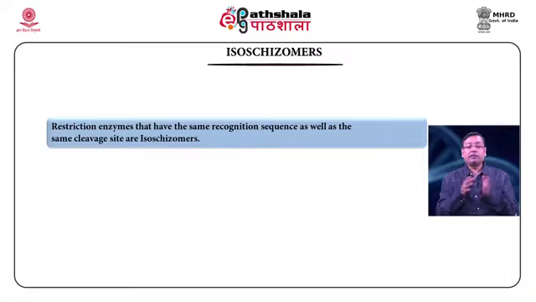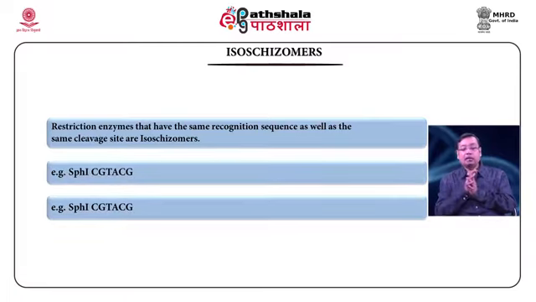Now come to the point, isoschizomers. What are isoschizomers? As you can see, iso means similar: restriction enzymes that have the same recognition sequence as well as the same cleavage site. When you have this kind of architecture of a DNA, this is called isoschizomers. An example is SphI and BbuI, and here you can see the recognition sequence is GCATGC in both restriction enzymes, and the cleavage pattern is a 3' overhang. Although these are two different restriction enzymes, the recognition sequence and cleavage pattern are the same.